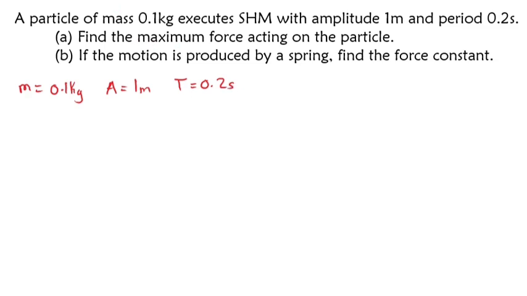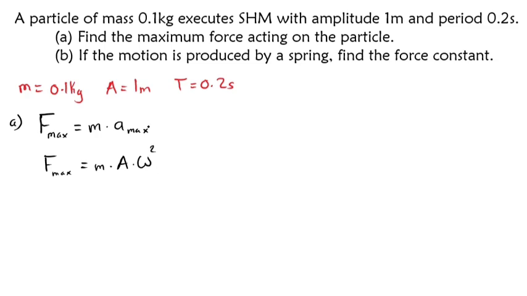So to find the maximum force, according to Newton's second law of motion, force is equal to ma. Now in this case, since we're looking for the maximum force, we're also going to use the maximum acceleration. So force maximum is equal to mass multiplied by maximum acceleration. This is part A now. Force max is equal to, now maximum acceleration is given by the formula A times omega squared.